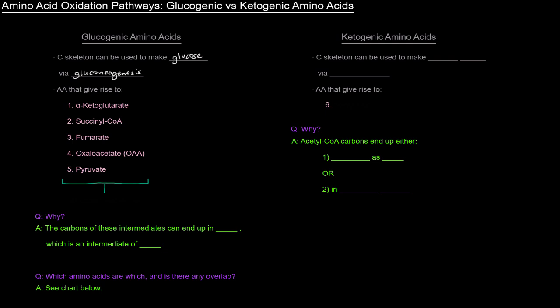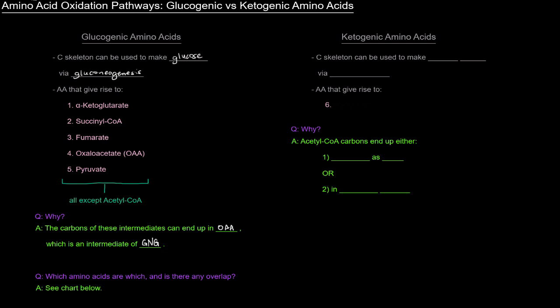That's because the carbons of these intermediates can end up in oxaloacetate, right? Especially this one. That is oxaloacetate. And the reason why that's important is because oxaloacetate is an intermediate of gluconeogenesis. Okay, so if the carbons can end up in oxaloacetate, that means they can end up in glucose. Okay, now notice that that's 5 of the 6 key products. It's all of them except acetyl-CoA.